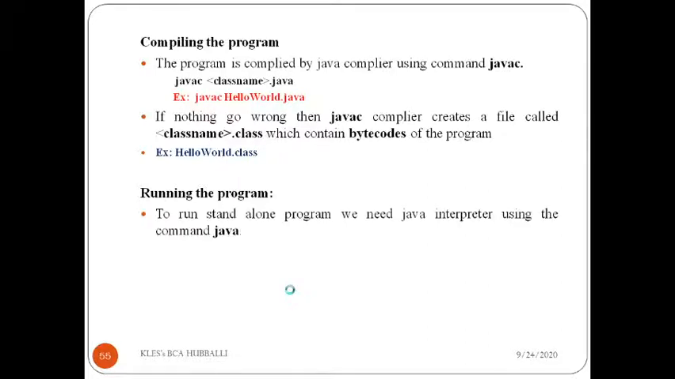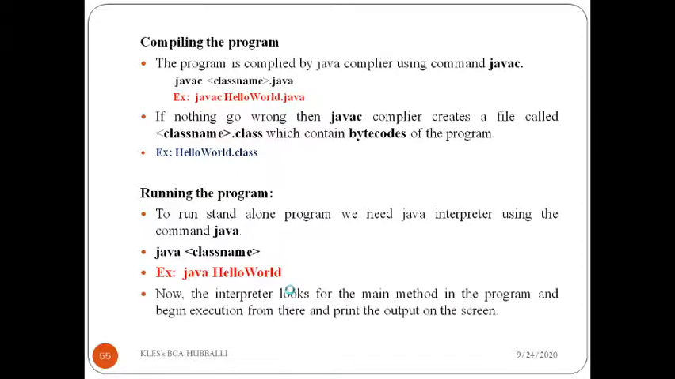Now to run the program you need to call the interpreter. The command to invoke the interpreter is java. You just have to use this command java followed by the class name. Example, java hello world. This will give you the desired output. The interpreter looks for the main method in the program, begins execution from there and prints the output on the screen.